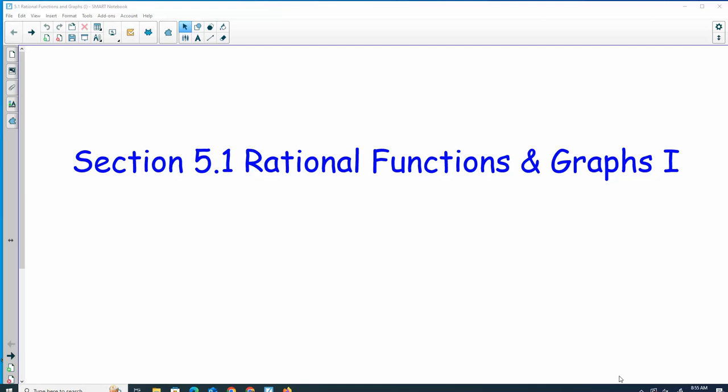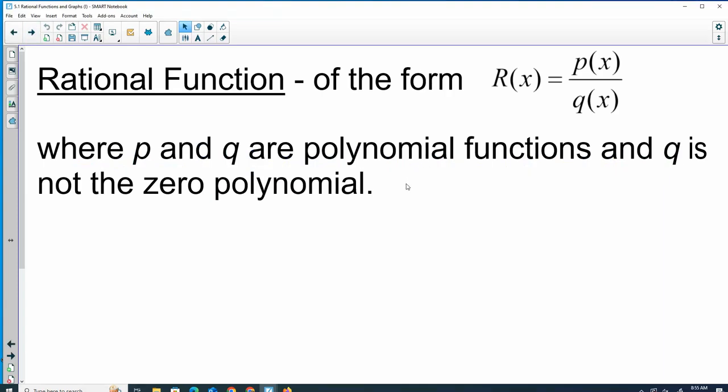A rational function is what you get when you divide two polynomials. And we know that if we are going to divide, we can't divide by 0. So it's two polynomials and the denominator is not 0. That is a rational function.